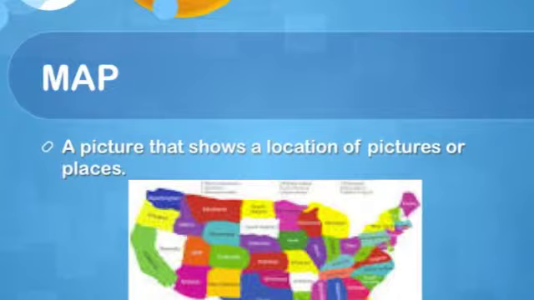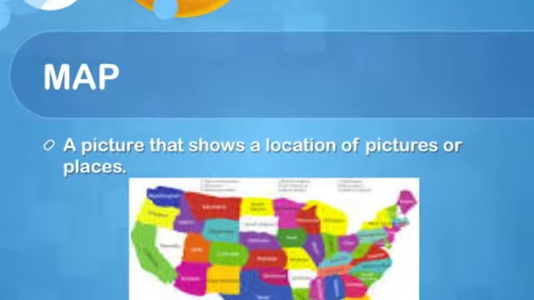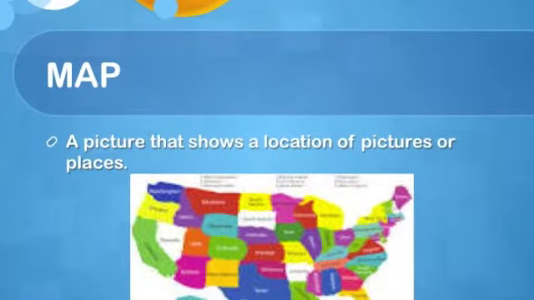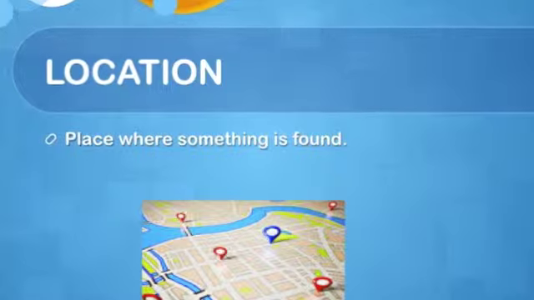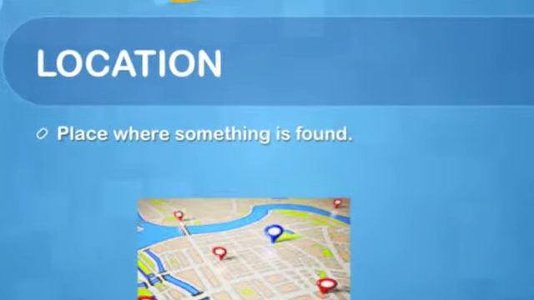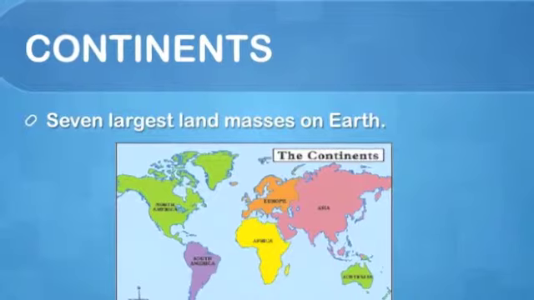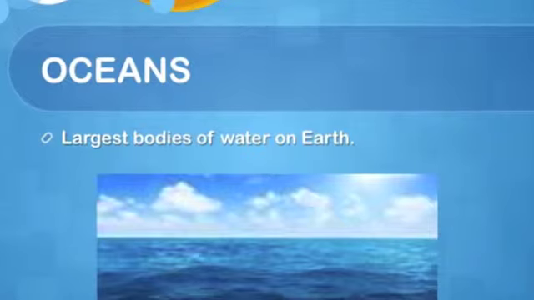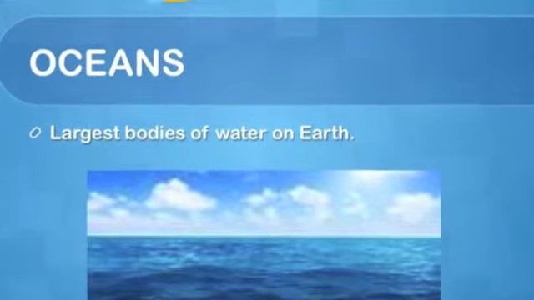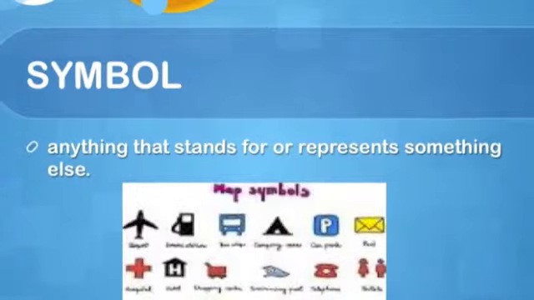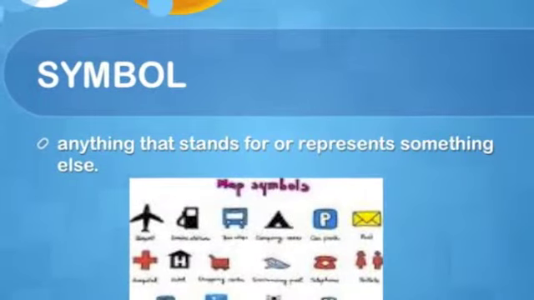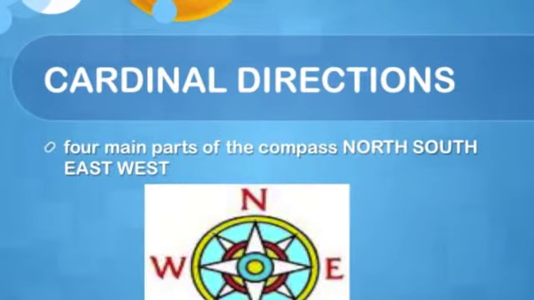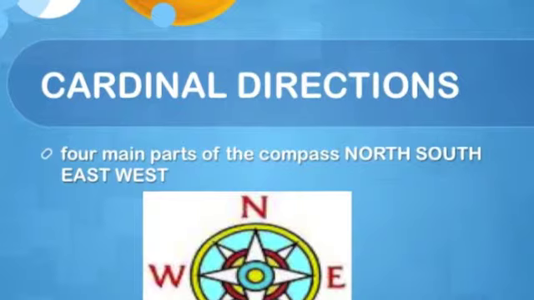Some of the vocabulary that will be used in our activity include map, a picture that shows a location of pictures or places. Location, place where something is found. Continents, 7 largest land masses on Earth. Oceans, largest bodies of water on Earth. Symbol, anything that stands for or represents something else. Cardinal directions, 4 main parts of the compass: north, south, east, and west.